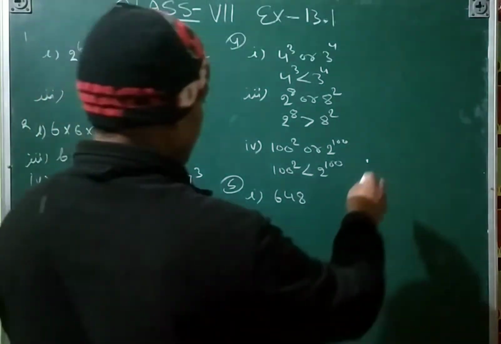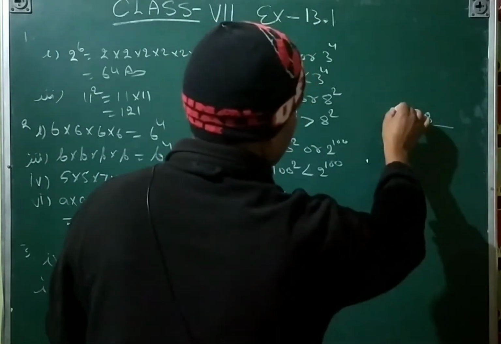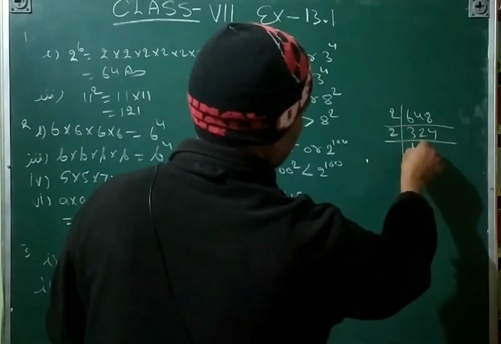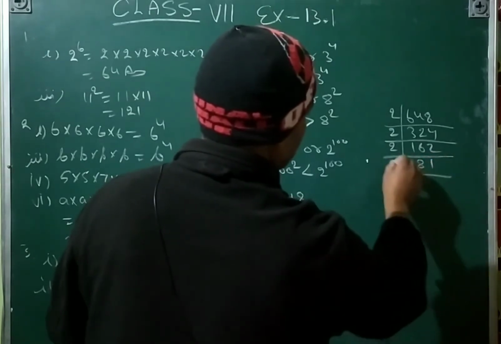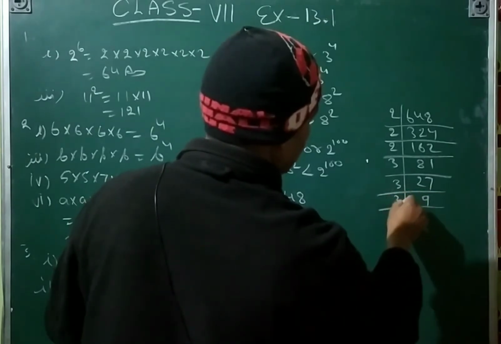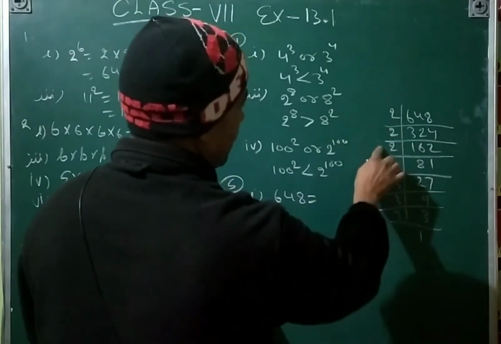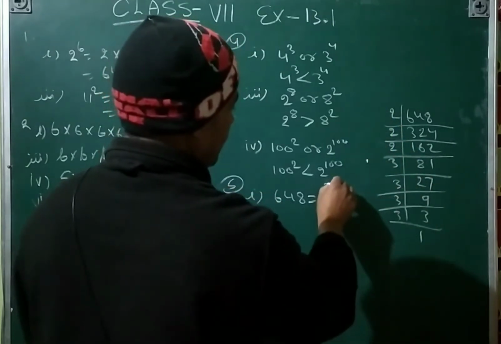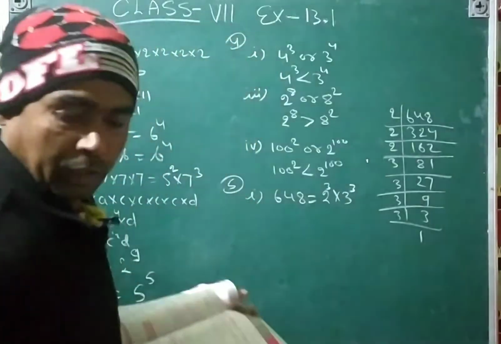So first of all, you will convert 648 into prime factors. 2 threes are 6, 2 twos are 4, 2 fours are 8, 2 ones are 2, 2 sixes are 12, 2 twos are 4, and then again by 2, 2 eights are 16, 2 ones are 2, and then by 3, 27, by 3, 9, by 3, 3, and 3 ones are 3. So we have two types of factors, that is 2 and 3. 2 comes 3 times, so the power is 3. 3 also comes 3 times, so the power is also 3.